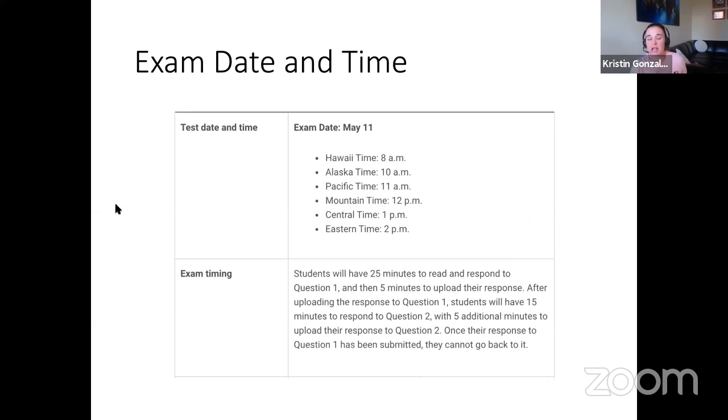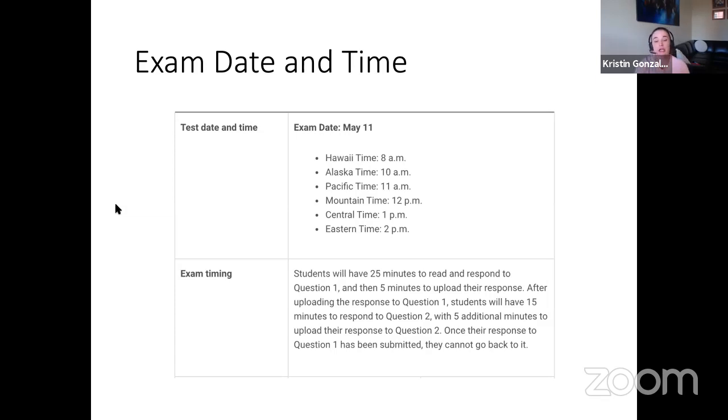I wanted to go over a couple of things about the AP exam that we have learned. First of all, the date. Our AP Physics C is going to be on May 11th, both the mechanics and the E&M if you're taking both. The E&M is in the morning and the mechanics is after that. And you can see the times here on the screen for those corresponding time zones.